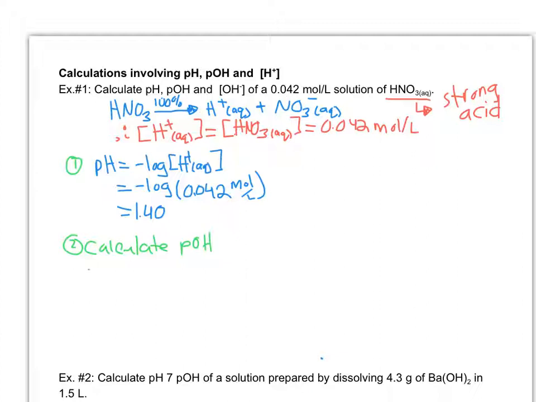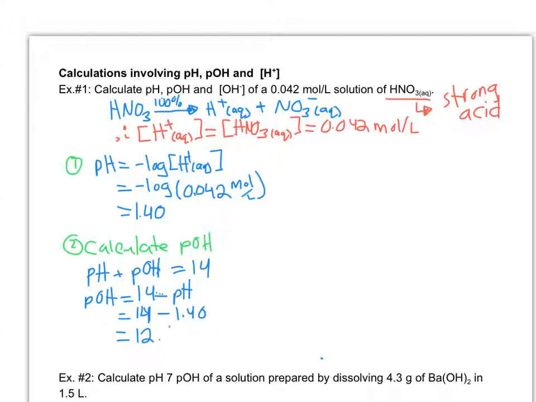And that's really easy because we know pH plus pOH is going to equal 14. So we just have to rearrange. pOH is going to equal 14 subtract pH. Sub in your number, 14 subtract 1.40, and we get a pOH of 12.60.